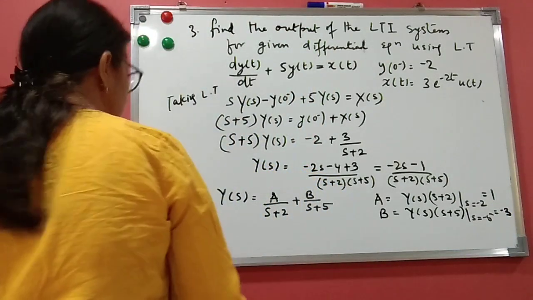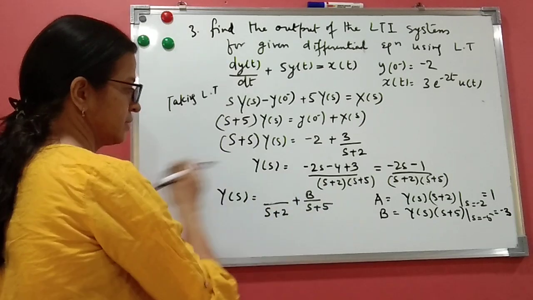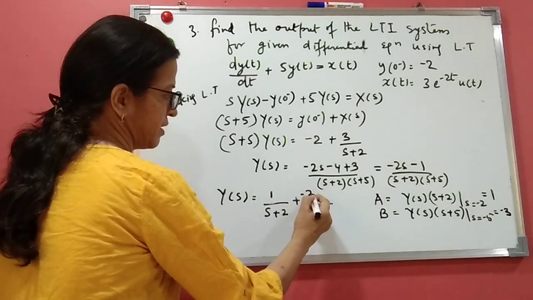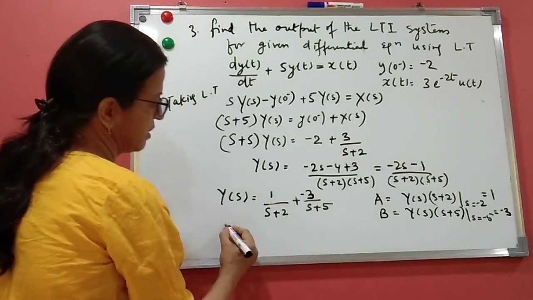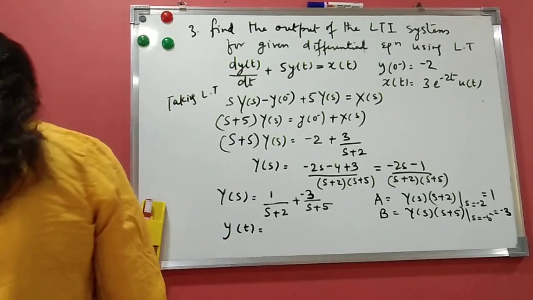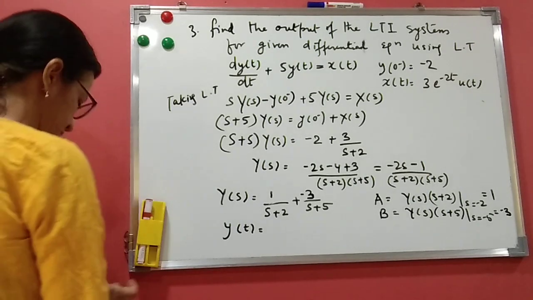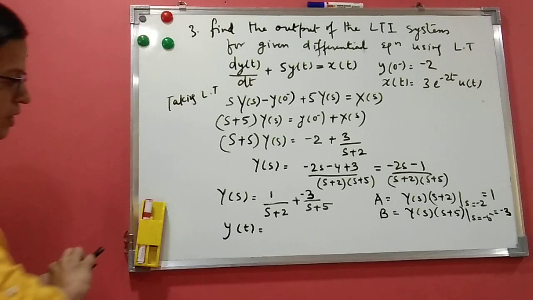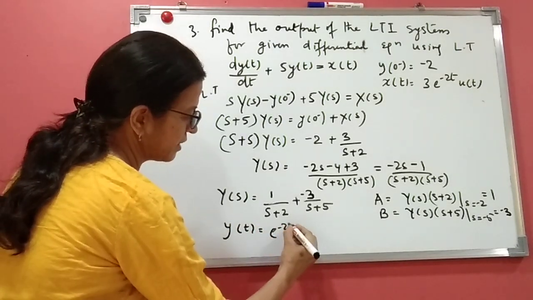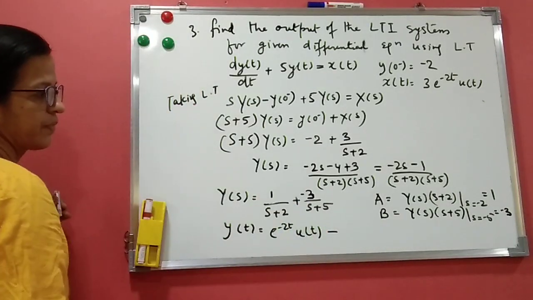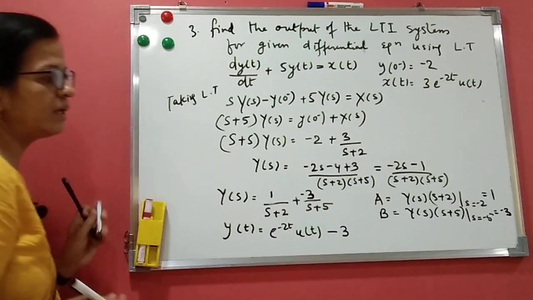So I'll put the values here. A is 1 and B is minus 3. Now when you get this, can I write what is y(t)? It is 1 upon s plus 2, which is the Laplace transform of e^(-2t)u(t). Minus, because this is minus here, 3 is a constant, times 1 upon s plus 5.